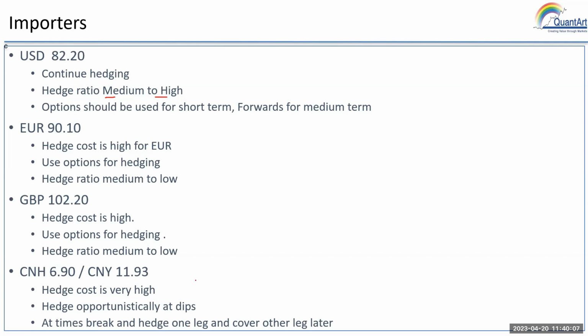Also, let's say dollar rupee has come down, but not the Chinese yuan. So you can lock one leg and wait for the time when the dollar rupee will be at 83, but the Chinese yuan will be the other way around, 7 plus. That time you lock in that leg. So that is also a strategy which you should be using. Like take one leg hedge and wait for the other leg. Otherwise, hedge opportunistically at dips if you are doing direct CNH INR. That is what we suggest.